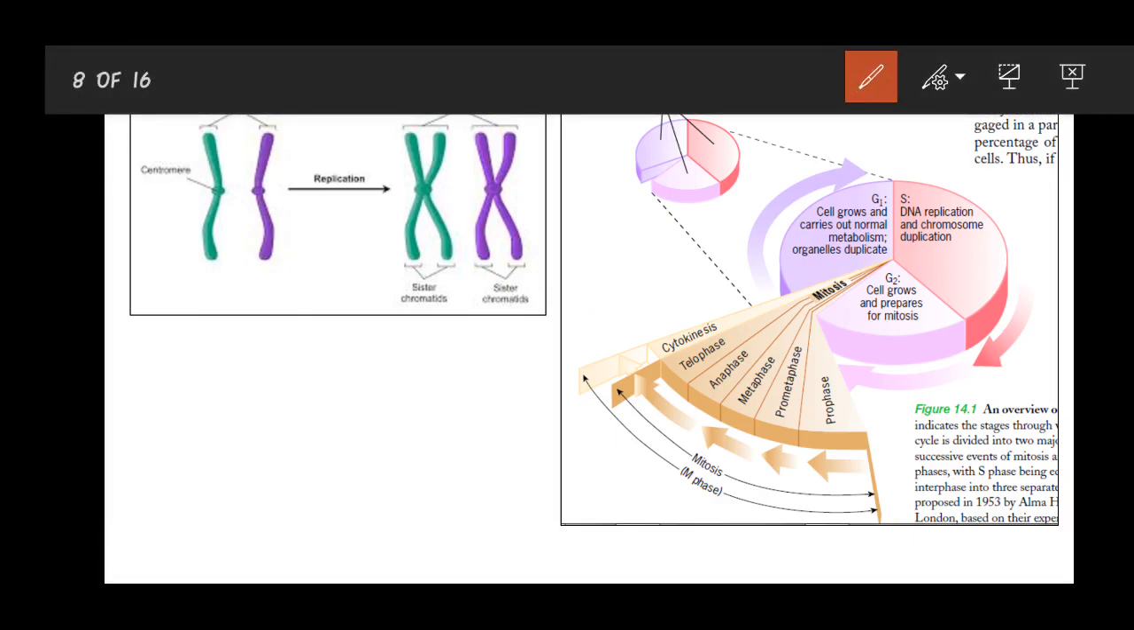So you can see this is before S phase, take it as during the G1 phase. During the G1 phase, these are two chromosomes. I take it as two homologous chromosomes. This is chromosome number 1, and this is also chromosome number 1. These homologous chromosomes have one chromatid each in this particular phase, which is called G1 phase. This chromosome has one chromatid, and this has the other chromatid.